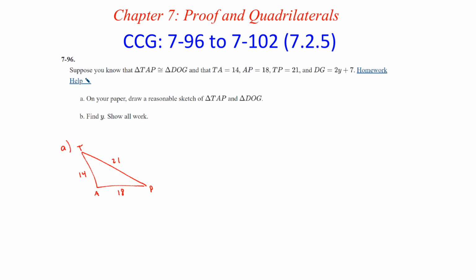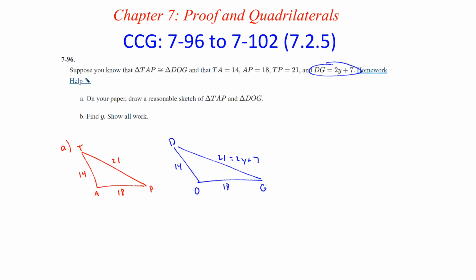So I went ahead and drew a triangle that appeared to have the longest side, TP, be 21, AP is 18, and TA is 14. We also know that we have another triangle that is congruent to that, so just to show another picture, this one is DOG, so it has to go in the same order as that one. And they are congruent, so we know this is 14, this is 18, and this is 21. But it also tells us DG has the expression of 2y plus 7.